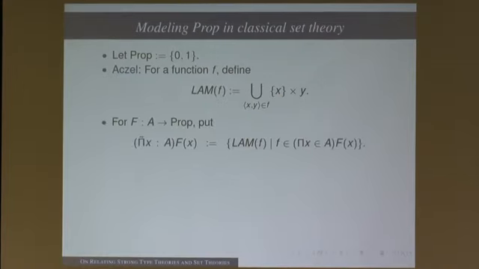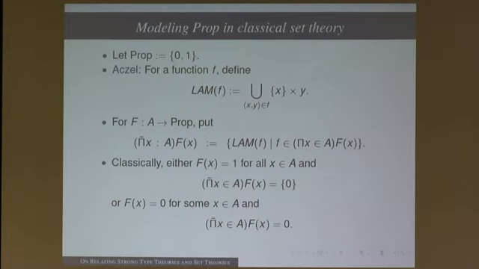Okay, and then what you can do is, if you have these dependent products, you can represent them in a non-standard way. So if you have an f that goes from A to prop, then you define this product in this non-standard way. Instead of taking all the f's going with domain A, you take the lam of that, lam of f.